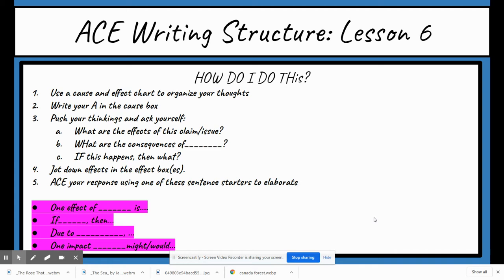Then you're going to push yourself and ask yourself, what are the effects of this claim or this issue? What are the effects of my A? Or you can ask yourself, what are the consequences of this answer? Or you can ask yourself, if this happens, then what? Or you might even ask yourself, why is it important that I have this answer? You're going to jot down the effects in the effect boxes. Then you're going to ace your response using one of these sentence starters to elaborate. One effect of blank is if blank, then due to blank, one impact blank might would.